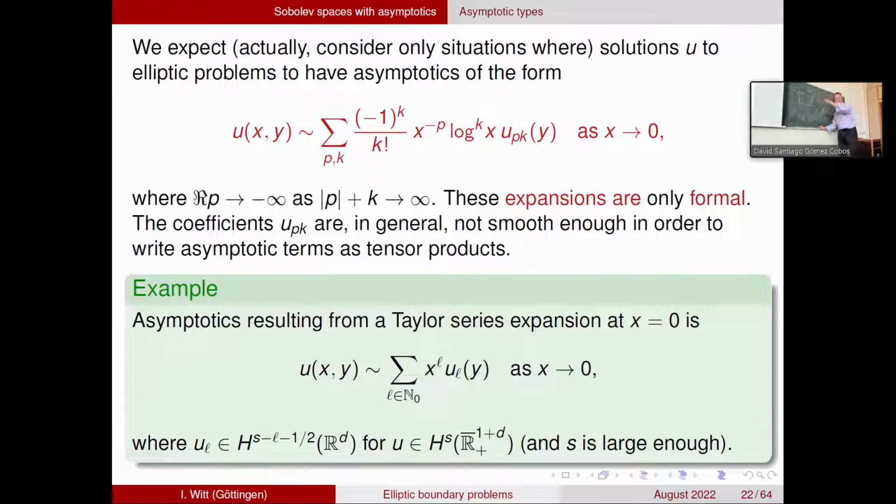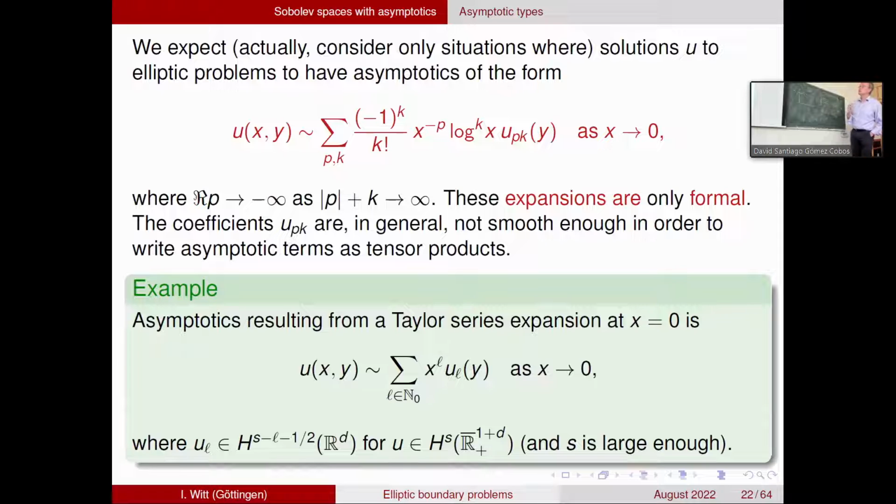So we stick to this constant discrete asymptotics. It's constant, and also the multiplicity is constant. Here's one example. If we do a Taylor series expansion at x equals 0, we just get this: x to the L, with L a non-negative integer, and certain coefficients. And if our u is in H^s, then the coefficients are going to be in H^(s minus L minus 1/2).